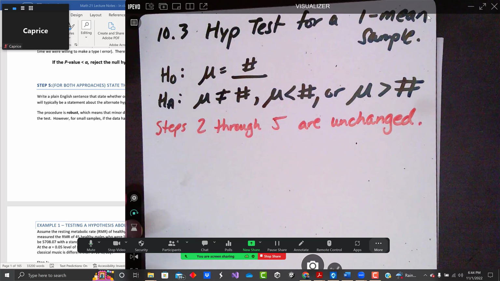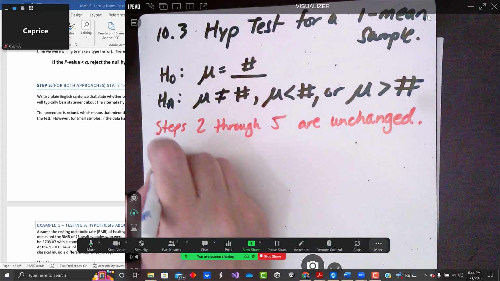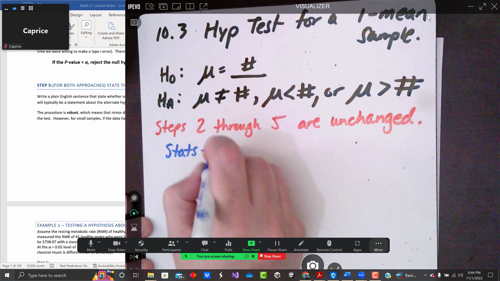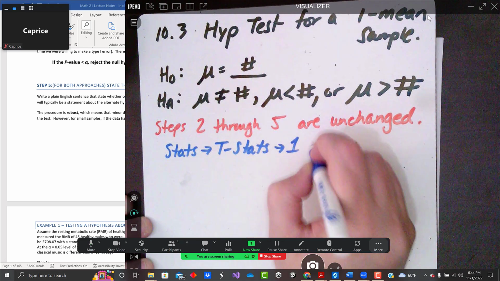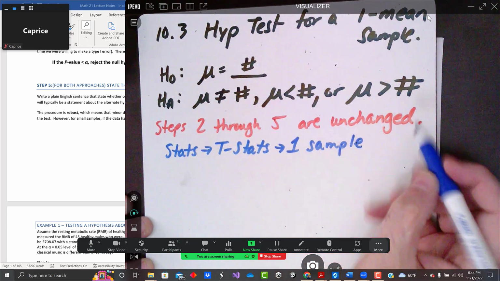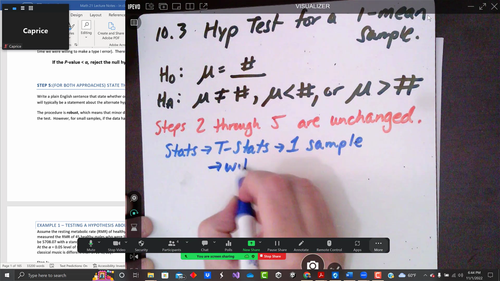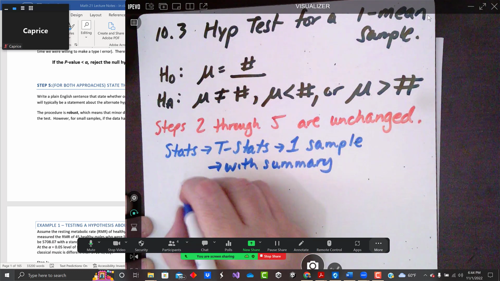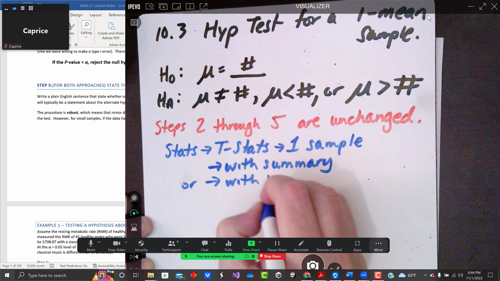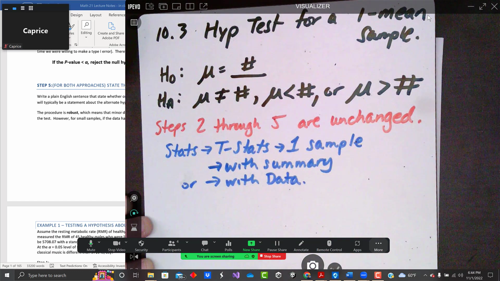And since step 2 or step 3, depending on which order you put them in, is calculate the test statistic and the p-value, how we do this in StatCrunch is stats, t-stats, one sample, and then you'll either have with summary or with data. And we'll do an example of both.